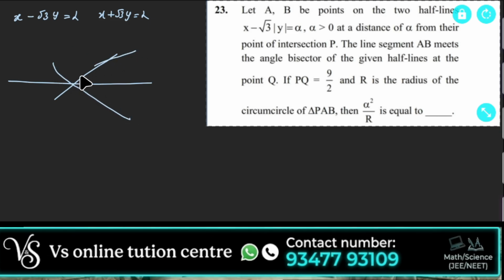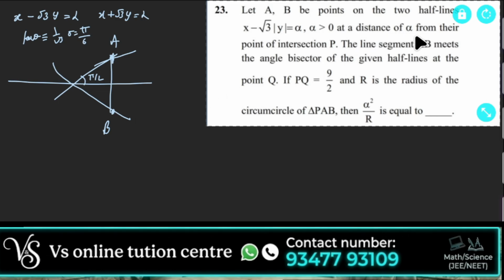So tan theta is equal to 1 by root 3. Theta is equal to pi by 6. It is alpha. This is point A, this is point B. So AB will be like this.